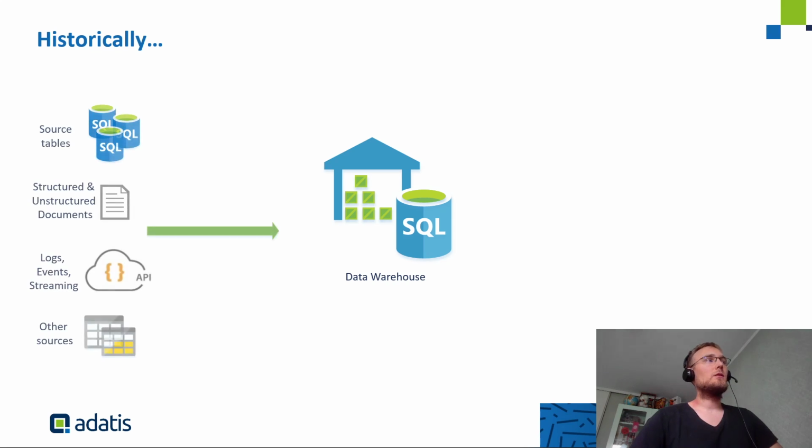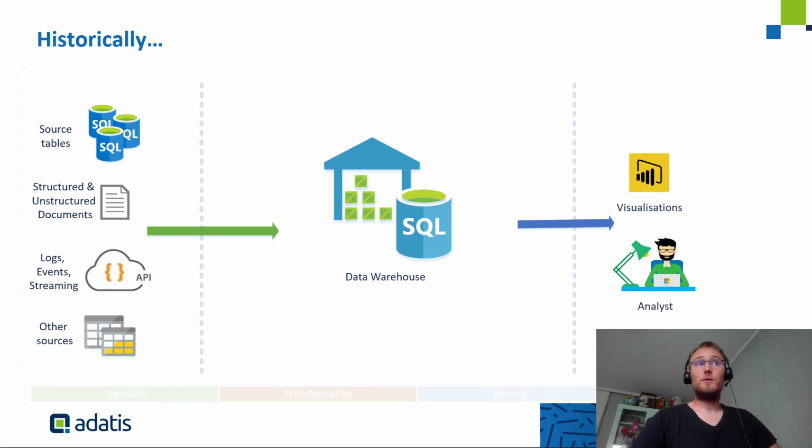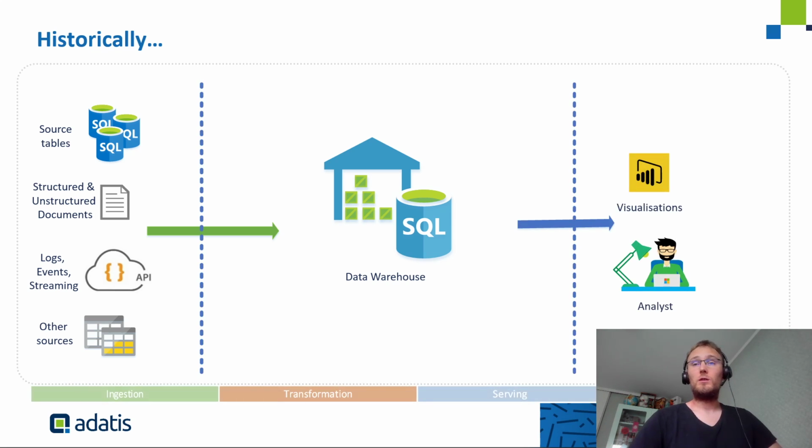And that means that we could load many different sources, structured, unstructured, even high concurrent events, directly to the data warehouse. And it was in the data warehouse where the data was transformed and merged with the historical data, and later on served to analysts for visualizations and reporting purposes.